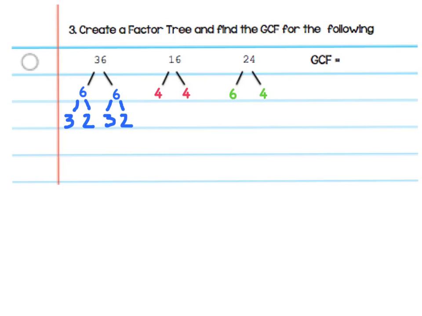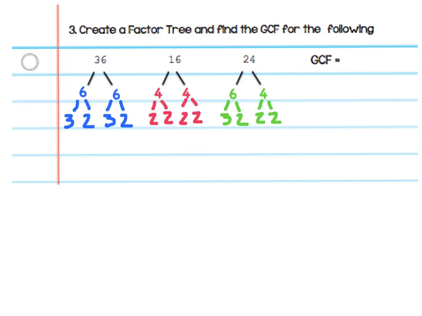Alright, so let's go to the next number, 16. Two numbers that give me 16 when I multiply them are 4 times 4. I know I can break down 4 to 2 times 2. So that means I can break down the other 4 also to 2 times 2. Now let's look here. 24. Notice it's broken down by 6 times 4 gives us 24. So I can break down 6 by 3 times 2 and 4 by 2 times 2.